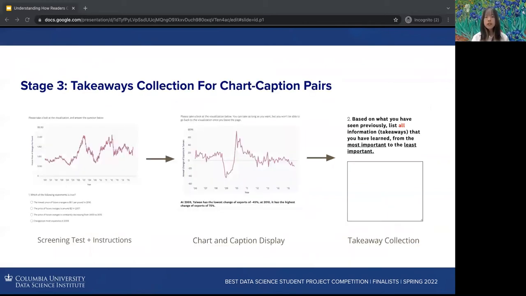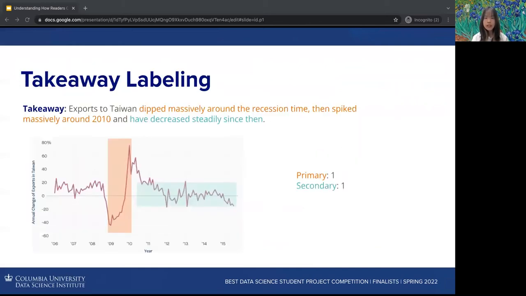For this stage, we conducted the experiment with a different group of participants. The experiment contains a screening test to ensure that the participants have a basic understanding of data visualizations. Only participants who passed this test were allowed to continue with the study. Then we showed a chart caption pair at a time, and participants could spend as much time as they wanted to digest the information. On the next screen, the chart caption pair is removed, and participants have to enter their takeaways based on memory. After we have collected the takeaways, we label the takeaways to see what features they mention.